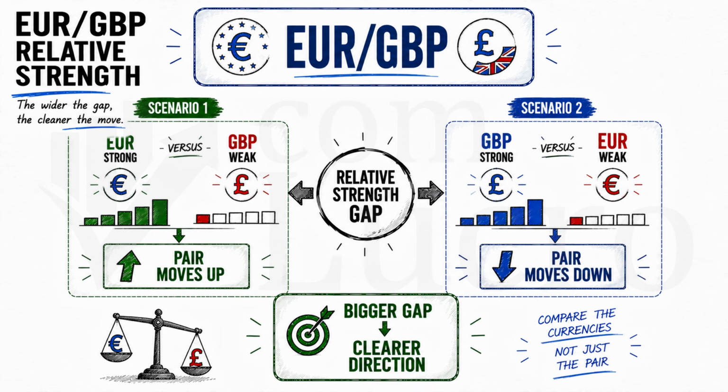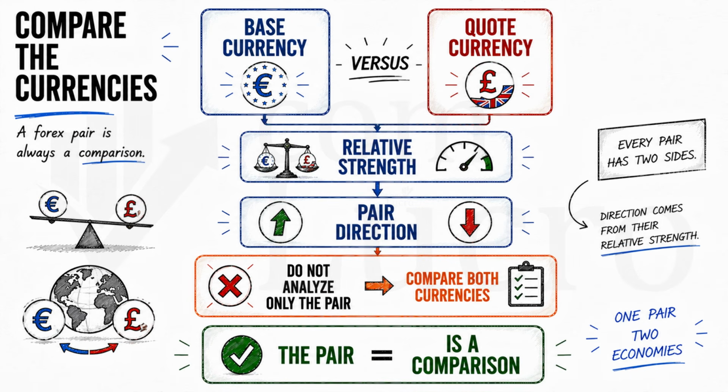For the pair to create a strong directional move, one currency normally needs to outperform the other. If the euro is strong while the pound is weak, EUR/GBP may move higher. If the pound is strong while the euro is weak, the pair may move lower. The clearest movement usually appears when there is a meaningful difference between the strength of the two currencies. If both currencies are equally strong or equally weak, neither side may gain enough control to create sustained movement. In that situation, EUR/GBP may consolidate, move sideways, or produce unclear price action that is more difficult to trade.